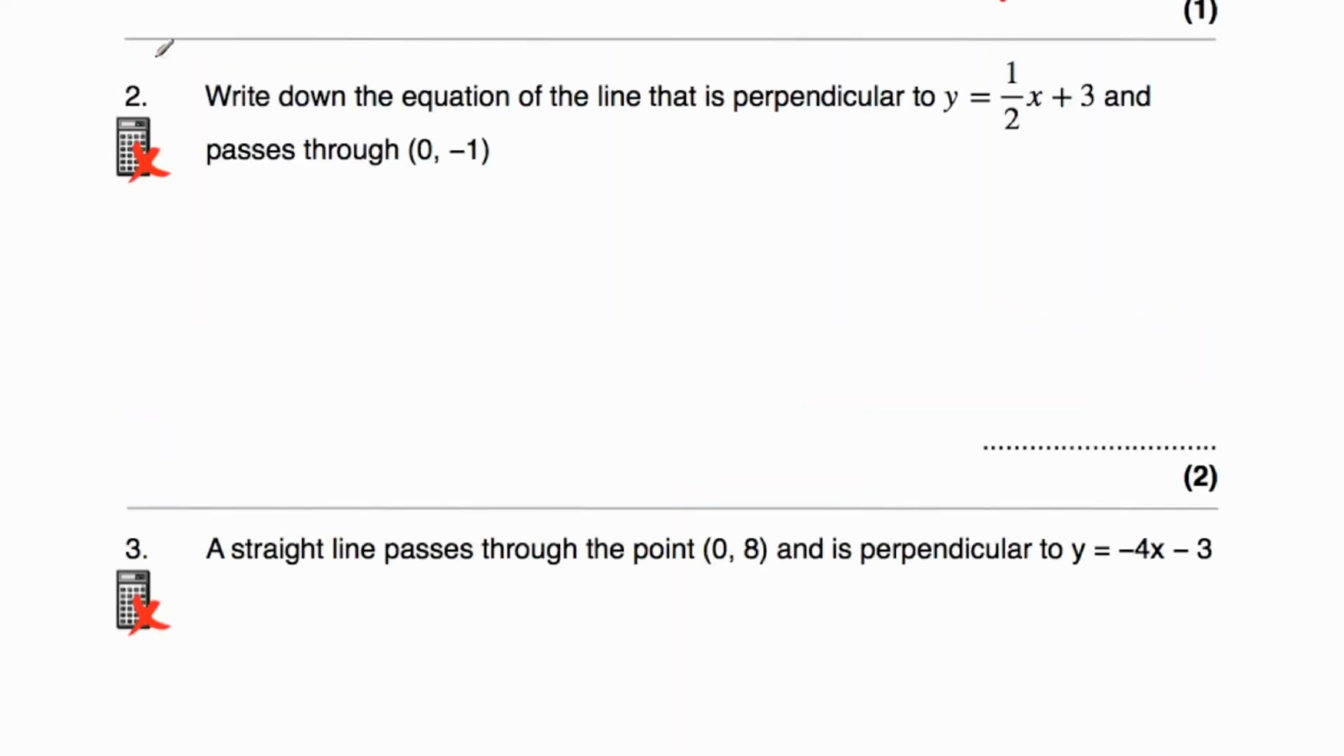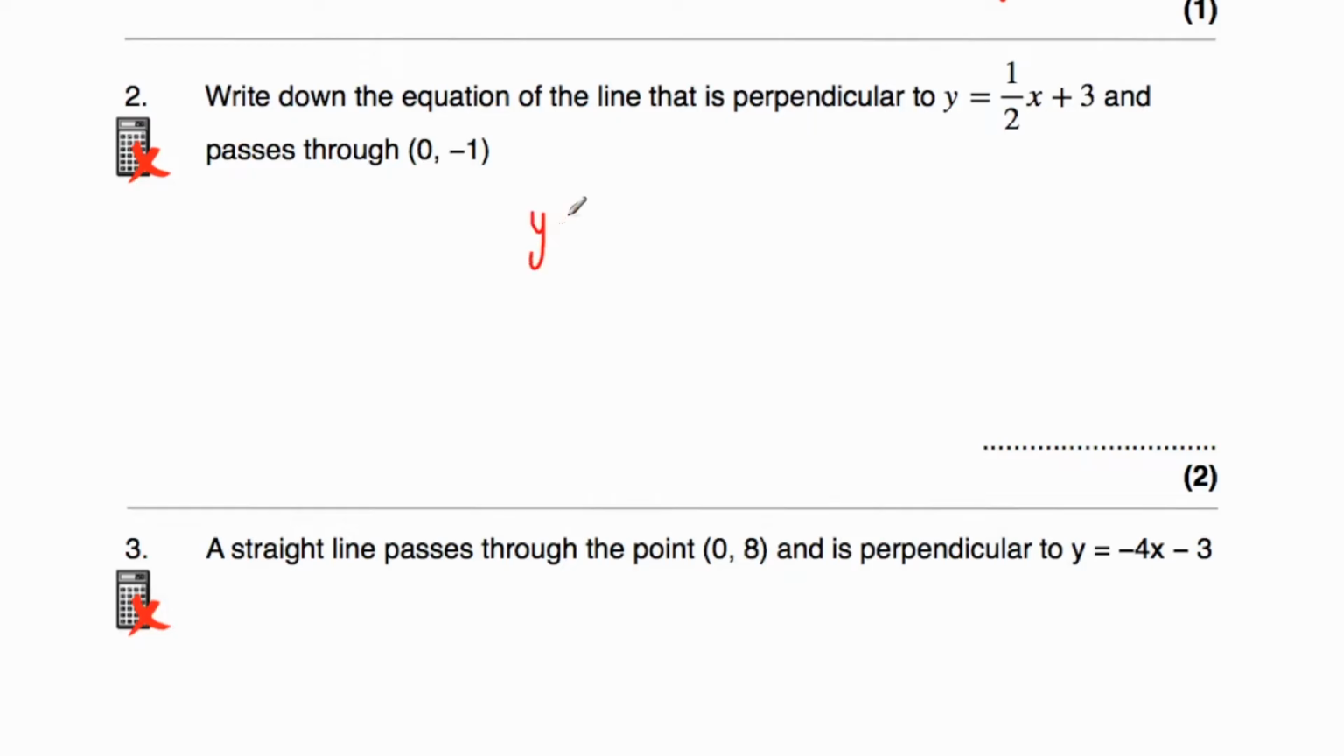Okay, let's have a look at question number 2. So question number 2 says, write down the equation of a line that is perpendicular to y equals 1/2x plus 3 and passes through the point (0, -1). So this time we're trying to find the equation of a line that is perpendicular to this line, but also passes through this point. Okay, so let's consider our perpendicular line.